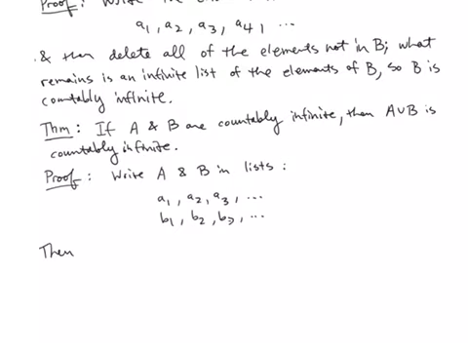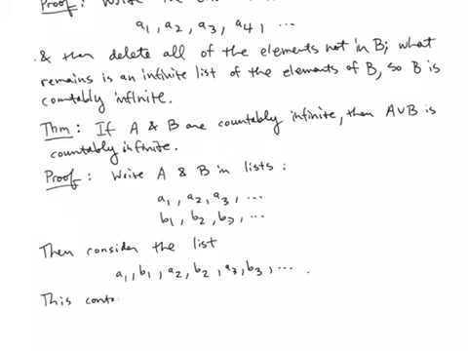Then A union B, well, we can combine the lists. Then consider the list. We can just alternate between the list for A and the list for B and still get a list of everything. So then consider the list A1, B1, A2, B2, A3, B3. Right. So this contains everything in A union B.